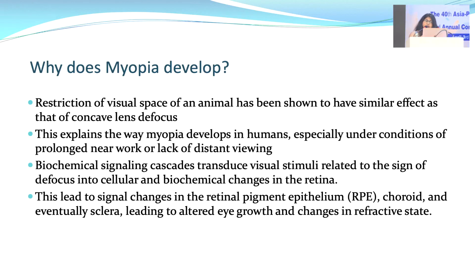At the same time, it's not just structural changes. They are brought about by multiple biochemical changes that transduce the visual stimuli related to the sign of defocus into cellular and biochemical changes occurring in the retina. This leads to changes in the RPE, choroid, and eventually the retina, leading to altered eye growth and changes in refractive state.